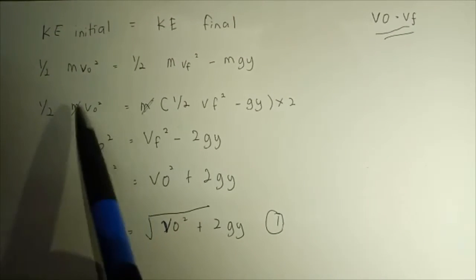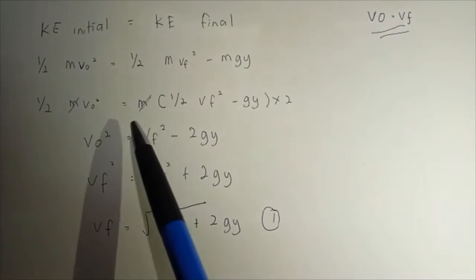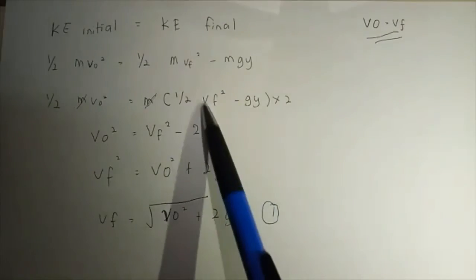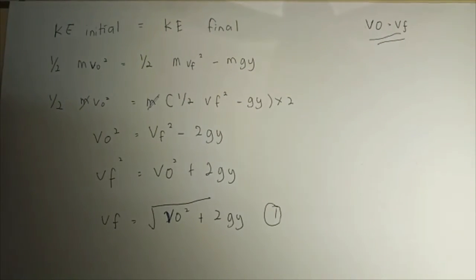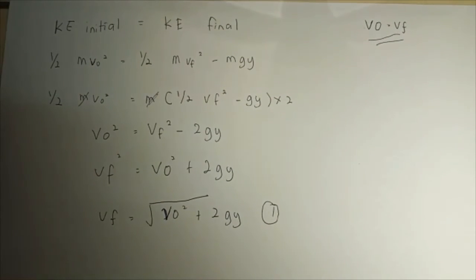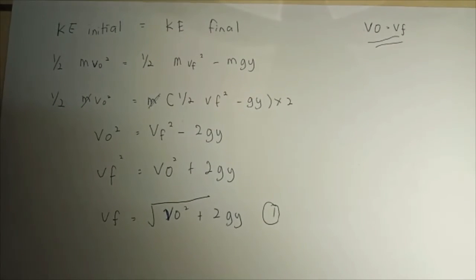Then we need to choose one variable as the subject. For example, in this equation, we choose velocity final as the subject. So we got the first equation.